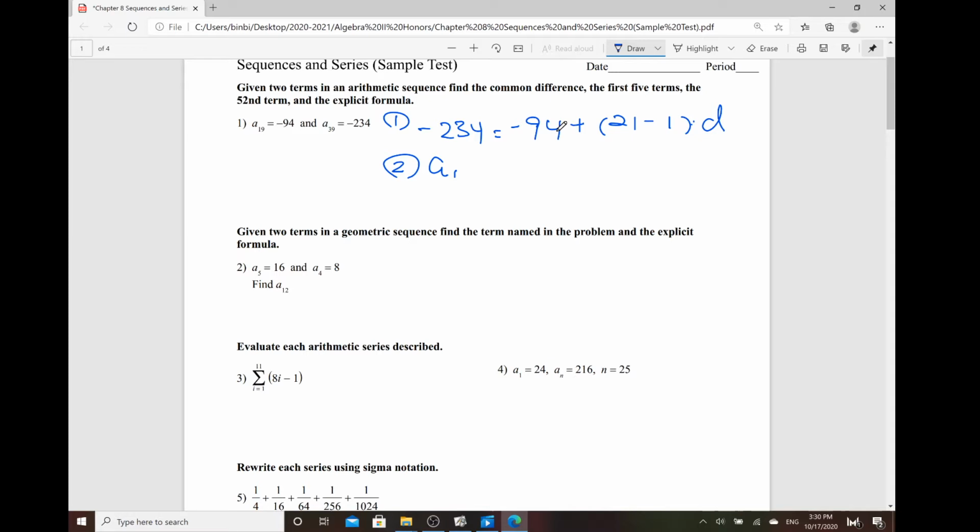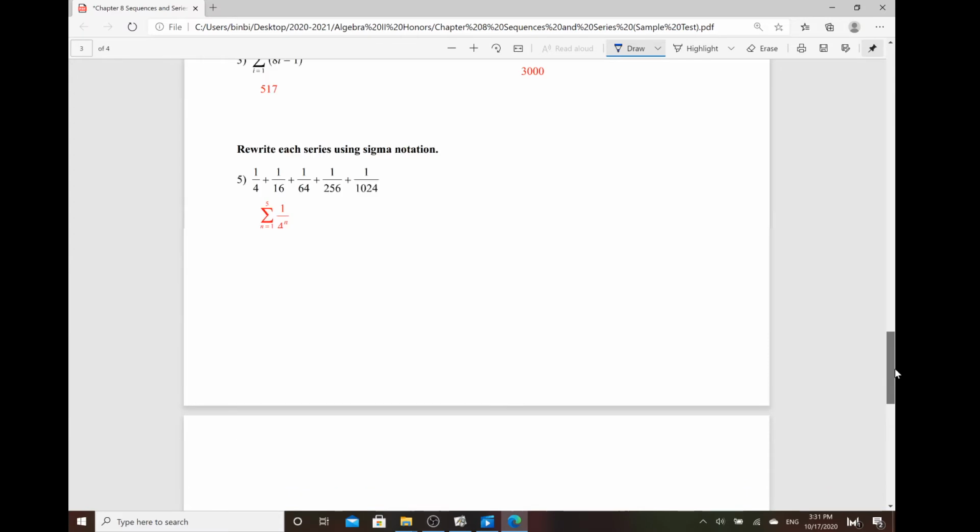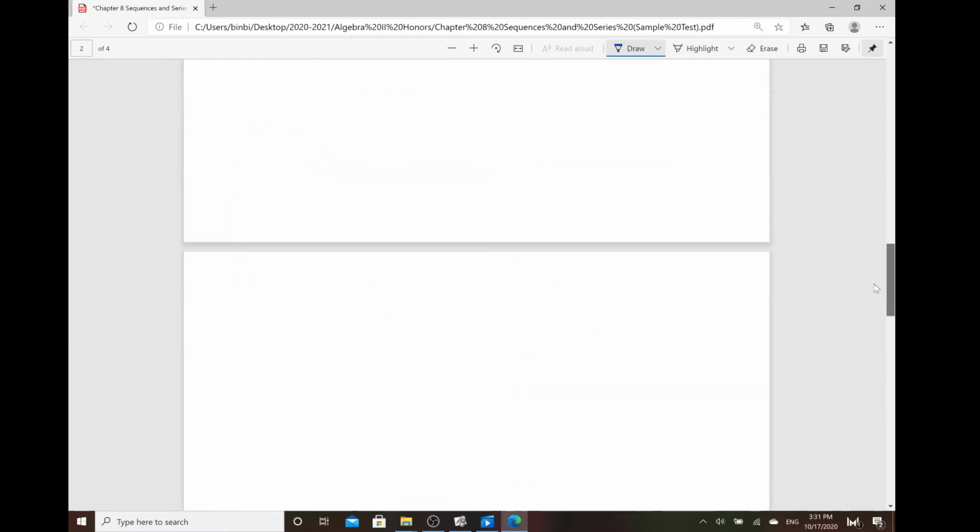And then finally, for the explicit formula, you want to put it back into the original formula: a sub n equals a sub 1 plus n minus 1 times the common difference. Whatever you have for the first part, finding d, and the second part, a sub 1, just plug in the numbers, and then you can find the explicit formula. For the one I'm showing you today, it's just a setup. The rest of this you need to solve by yourself. Also, you can check the word down at the bottom of the page right here.